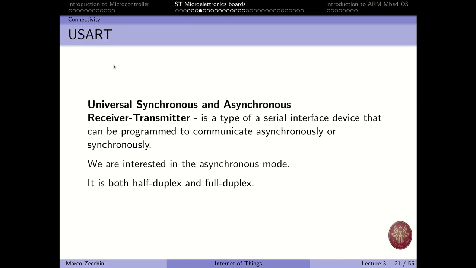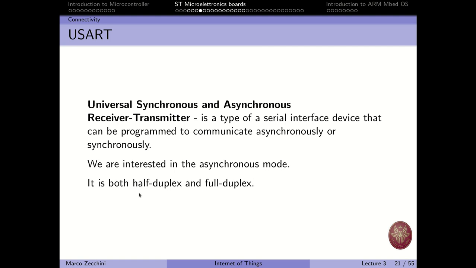So let's start with UART, which means universal synchronous and asynchronous receiver and transmitter, which is a type of serial interface that can be programmed asynchronously and synchronously. In fact, most of the time we're going to see asynchronous mode. That's why most of the time you can also call this protocol UART instead of USART. Actually, the full name is USART because of the synchronous mode, but it's not that used.